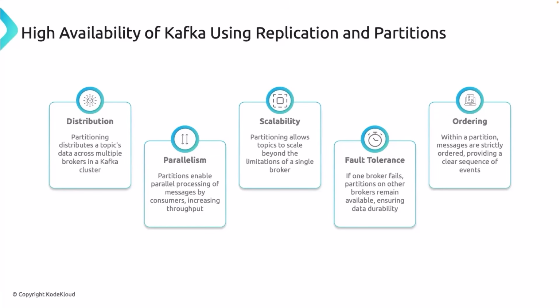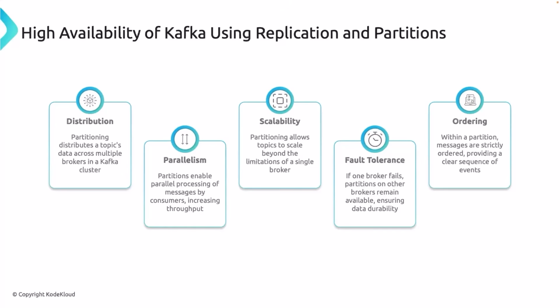Within a partition, messages are strictly ordered, providing a clear sequence of events. Kafka guarantees that messages in a single partition are processed in the order they were produced, which is critical for applications that rely on event sequencing.